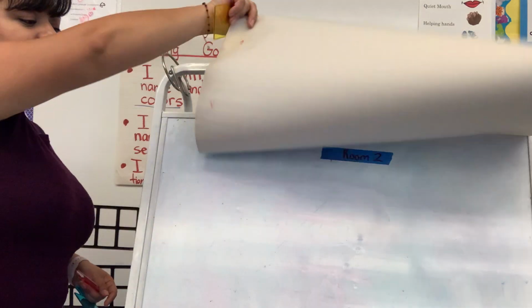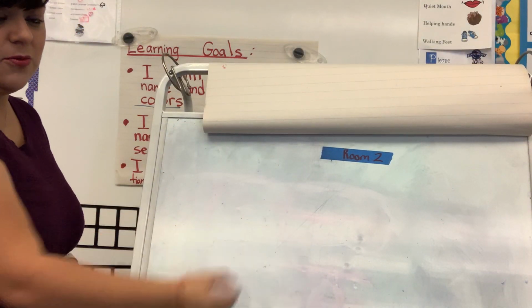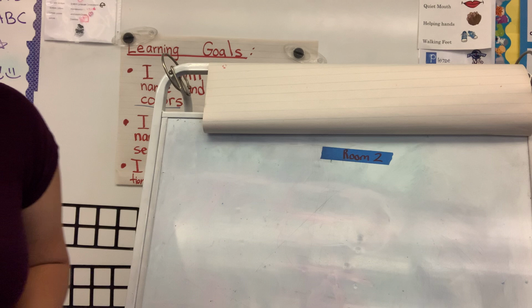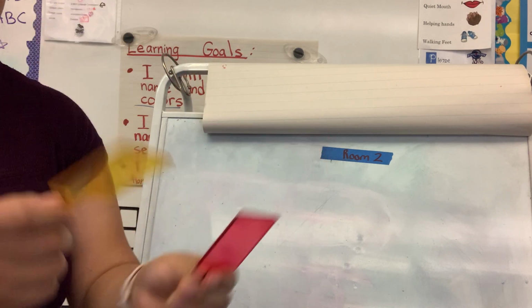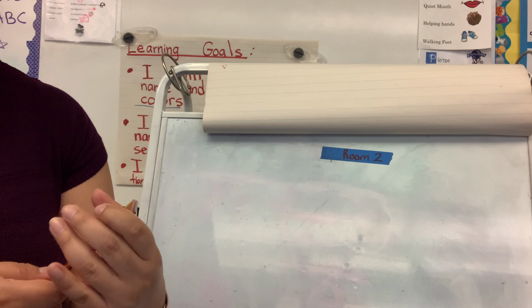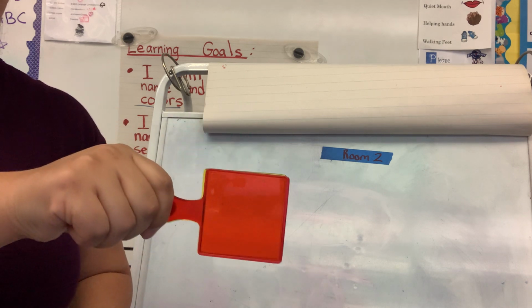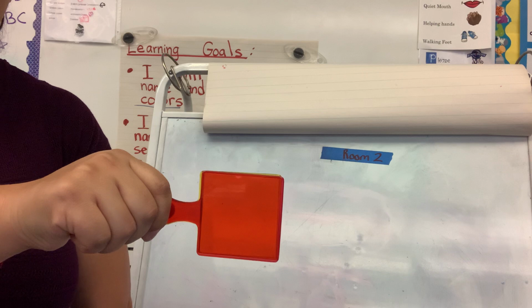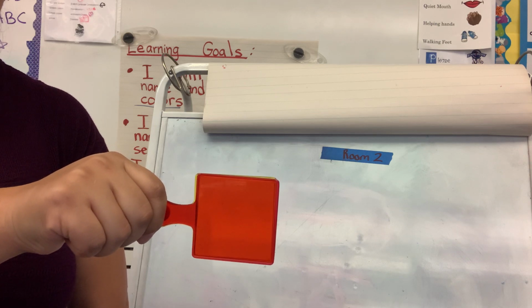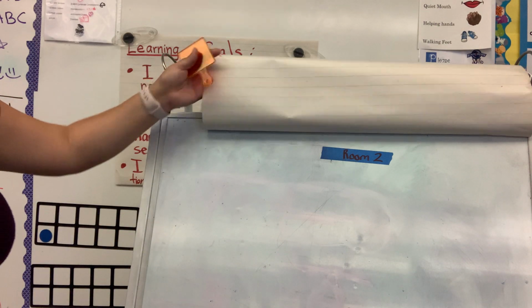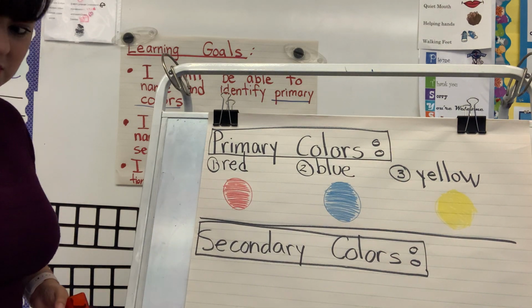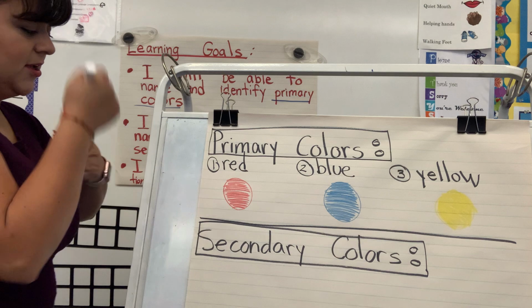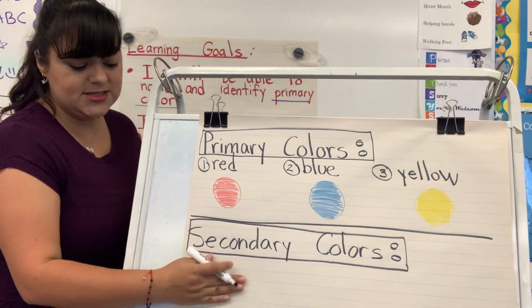Okay, so I'm gonna flip it over so you can see white. And we're going to mix two colors, two palettes to make a different color. So what color did we make? Orange. So orange is a secondary color. So I'm going to write that here on the secondary.